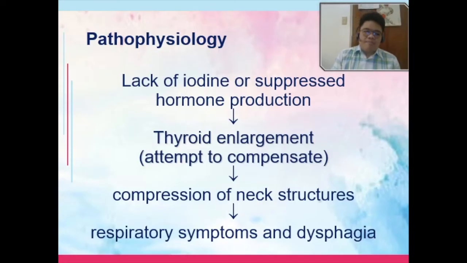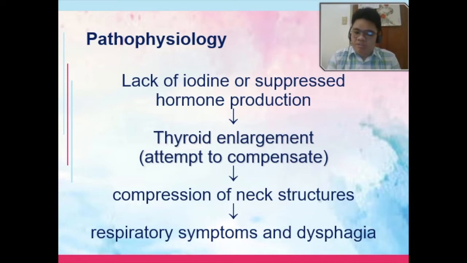Then, for the pathophysiology. So take note that the thyroid gland would need iodine to synthesize and to secrete its hormones. The lack of iodine or the suppression of the hormone production could lead to thyroid enlargement. This thyroid enlargement class is brought about by the attempt of your thyroid to compensate. Okay, it's trying to compensate. It will try to produce more hormones because it thinks that it's failing. It thinks that it's failing on its function.